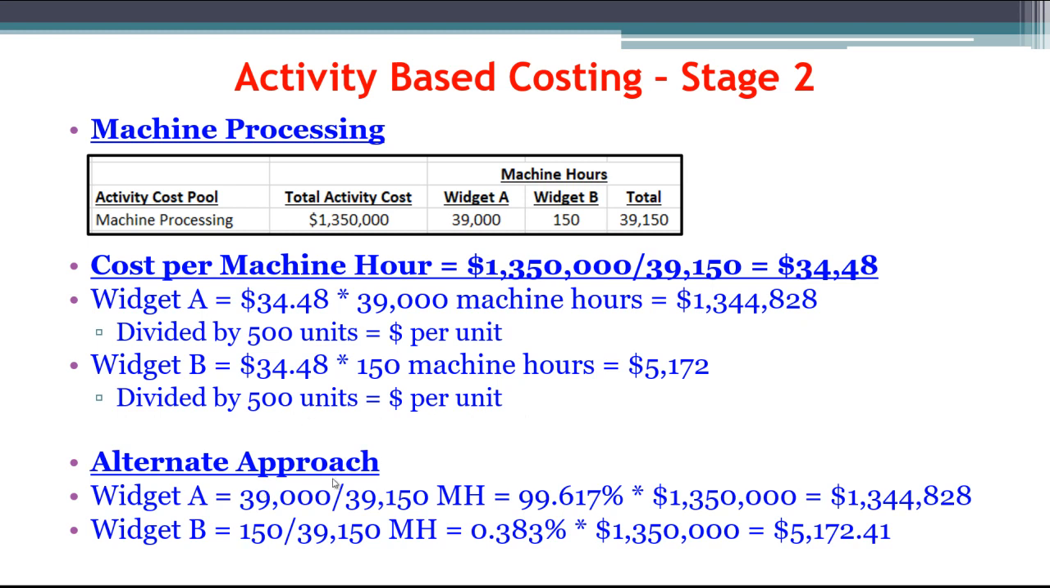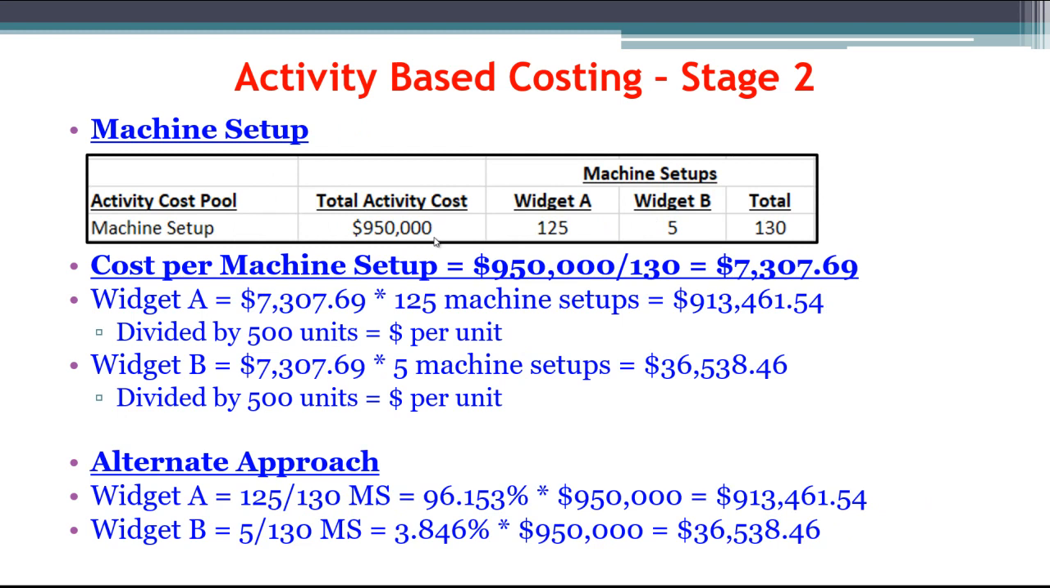The alternative approach we talked about, if we take 39,000 divided by the total 39,150 machine hours, we get 99.617%. Multiply that by the total 1.35 million cost, and you get $1,344,828 of overhead of this type allocated to widget A. Do the same thing for widget B, and you only get a little over $5,000.